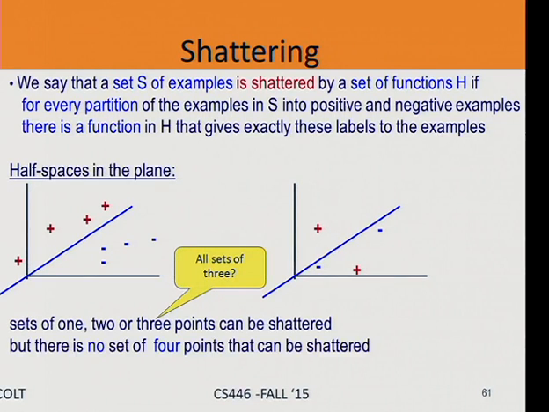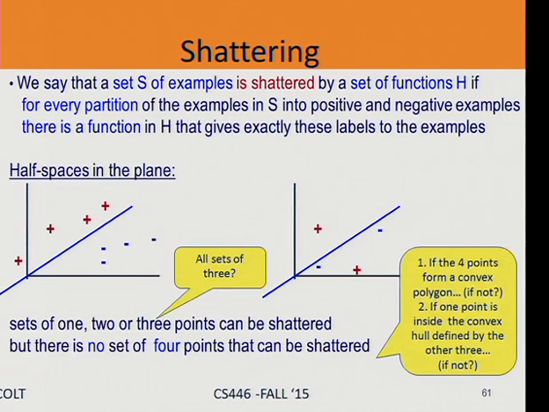What about 4? I claim that no set of 4 points can be shattered. Why? Any suggestion for an argument? XOR is the right intuition. How do you say it? Here is one way to say it.